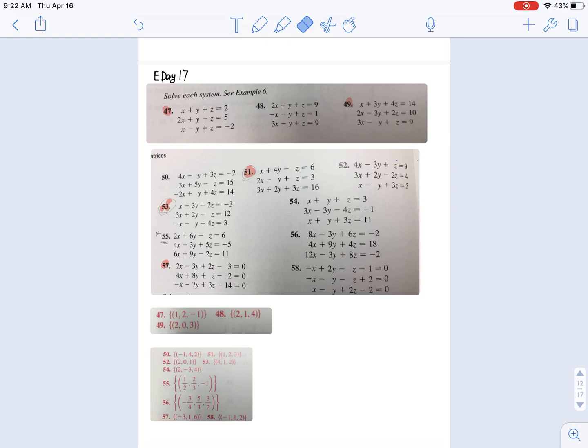Like I said, please contact me. I think this is probably one of your hardest lessons to do independently, and I hope this went okay. If not, email me with questions or Zoom with me.